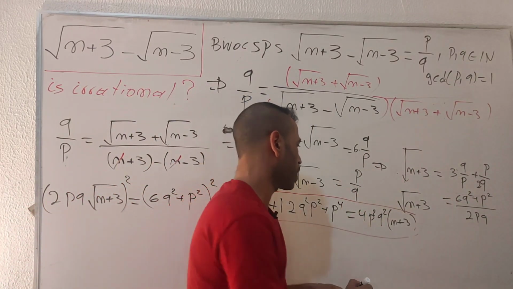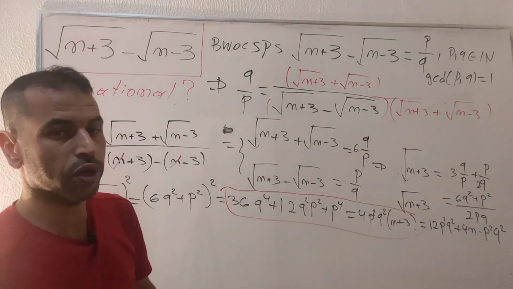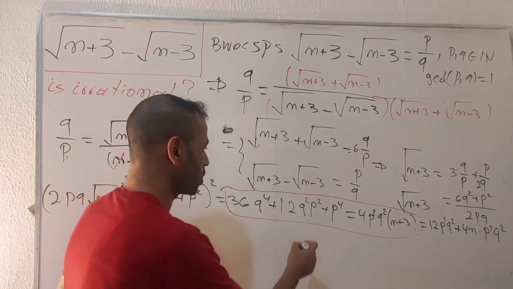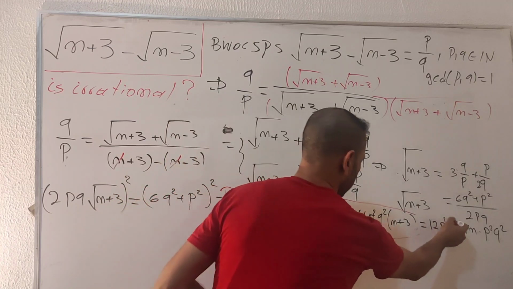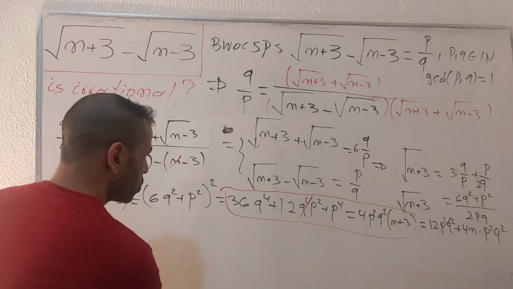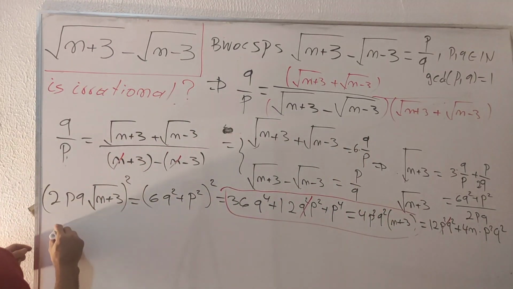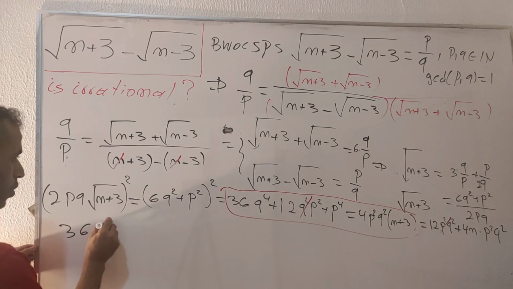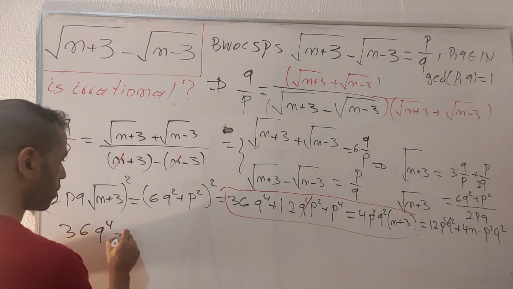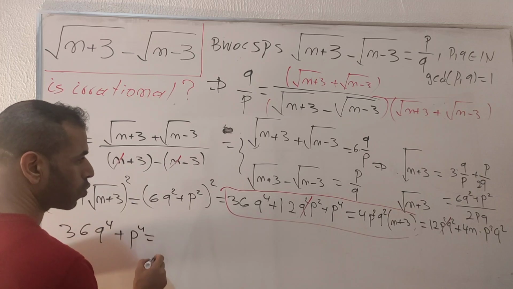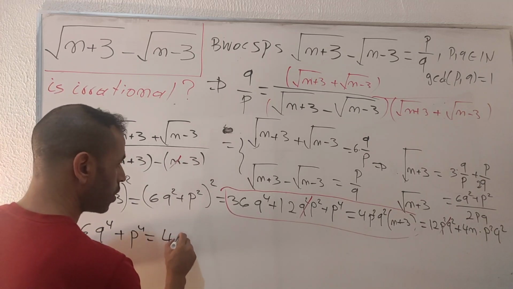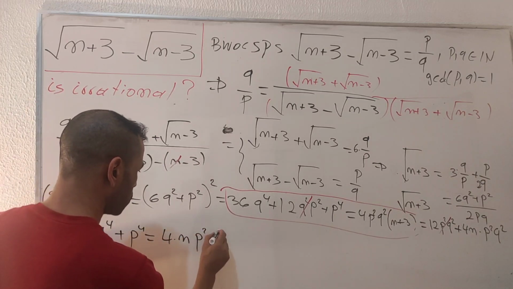Let's distribute this one out. So if you take a look at the left and right side of this equation, we get 12 q squared p squared be cancelled out. Okay, so I will be left with 36 q to the 4th plus p to the fourth, which equals 4 times n p square q square.